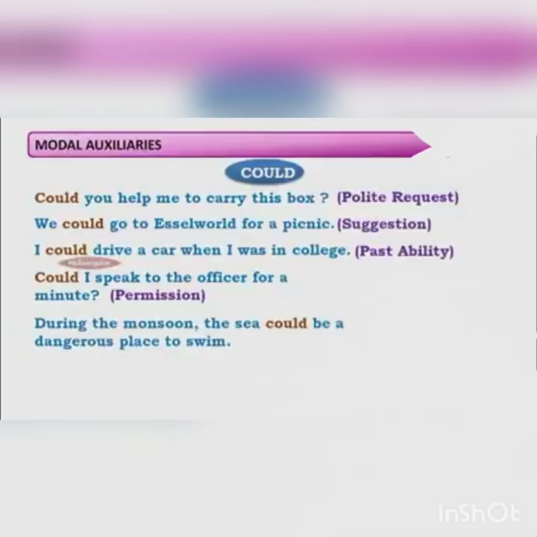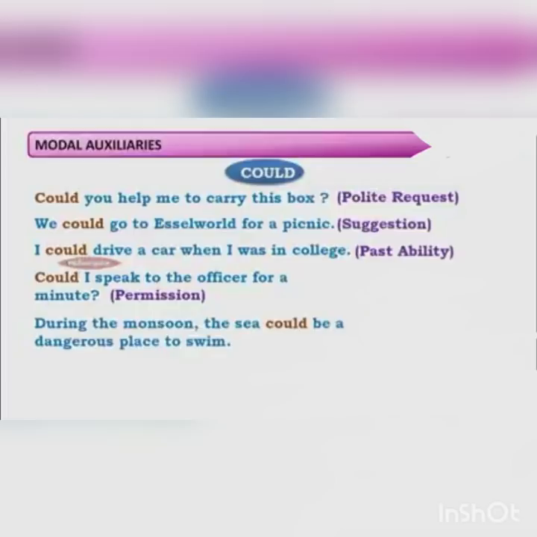Next example. We could go to Essel World for a picnic. Now, here it is a suggestion that we could go there. I could drive a car when I was in college. It shows past ability. I could drive a car, but now I cannot drive. Could I speak to the officer for a minute? Here it is a permission because you want to speak with someone, and for that you have to take permission. So here it is a permission.